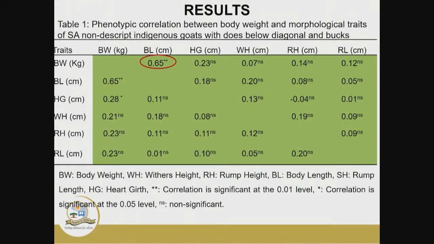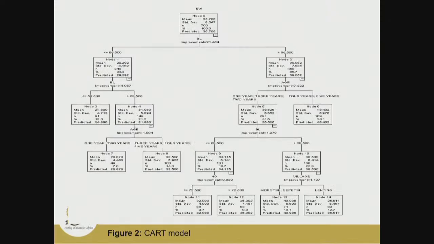Then it was found that in the bucks, body length was highly correlated to body weight. Then moving to the does, body length was also highly statistically correlated to body weight, followed by heart girth, which was found to be just statistically correlated to body weight. This result means that when we improve the body length in bucks and does, together with the heart girth, we will be improving the body weight of the animals.